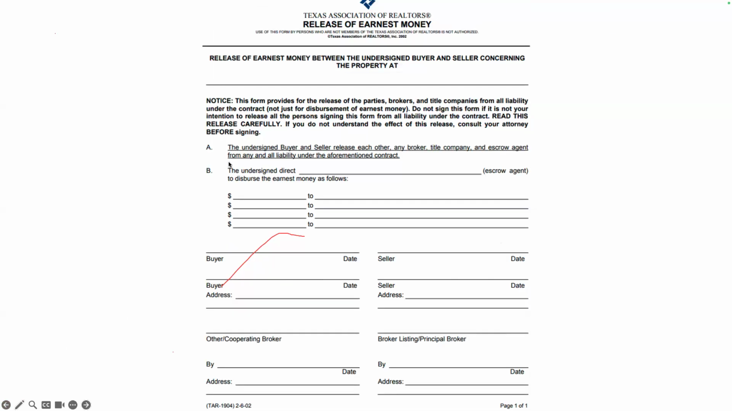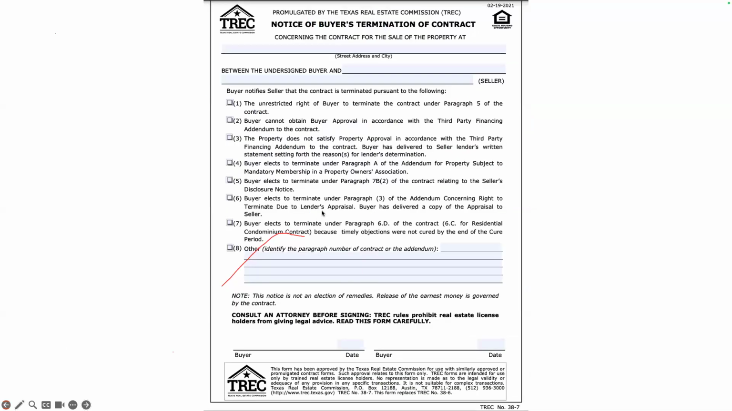Right here. Yes. Can you give us an example of what someone could use for that? You don't even have to give a reason. All you have to do is check this box, and if you're within the 3 days of receipt, you don't have to give a reason. So that's why I say it's a pretty open-ended out.